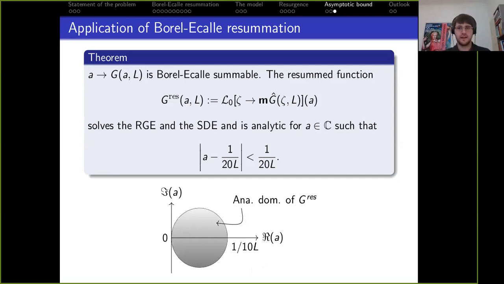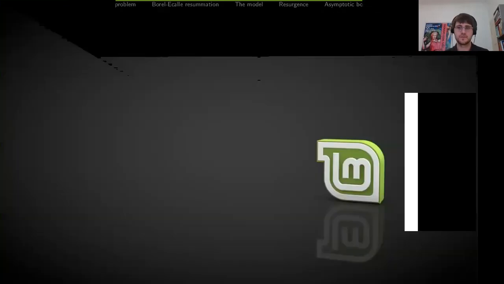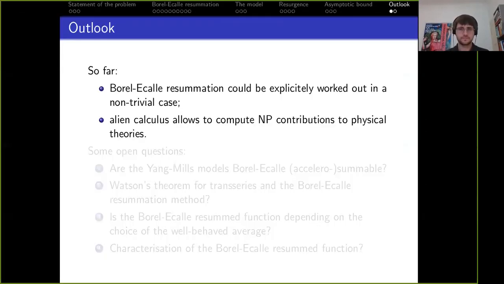Of course, I have been fast on how the proof works in detail, but I hope I have convinced you that at least it's doable and at least tools exist. So to conclude, what are we able to do with resurgence to attack the resummation of perturbative series?